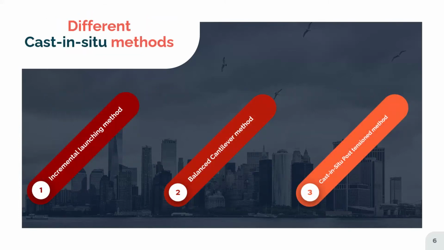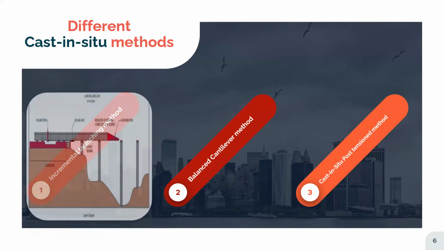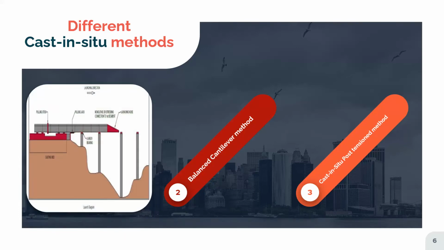There are many different cast-in-situ methods. First one is incremental launching method. It is highly mechanized method which saves time and budget. It is generally preferred for the construction of multi-span post-tension bridges.